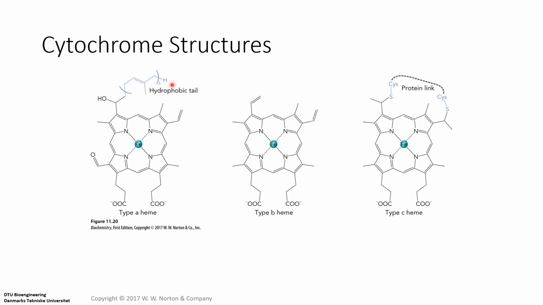And then you have various side chains. You have hydrophobic tails. You have basically nothing here, and you have protein links and many other parts where this is taking place. But this is the core heme structure, and this is where we have the reduction of iron 3 to iron 2 and oxidation of iron 2 to iron 3.